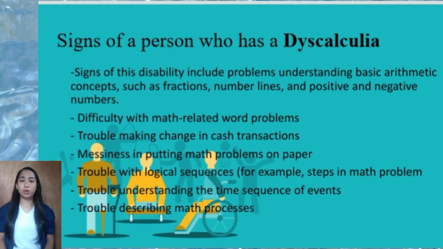They also have difficulties in understanding math-related word problems and trouble in making change in cash transactions. Also, they have messiness in putting math problems on paper, trouble with logical sequence, for example, steps in math problems. They also have trouble understanding the time sequence of events and trouble describing math processes.